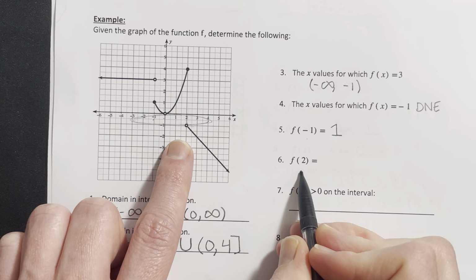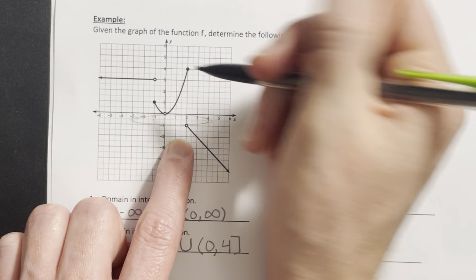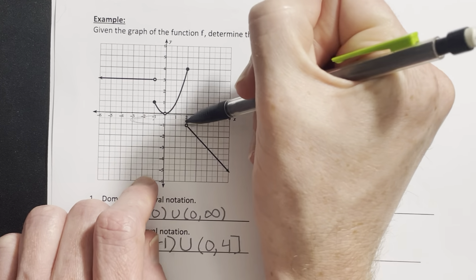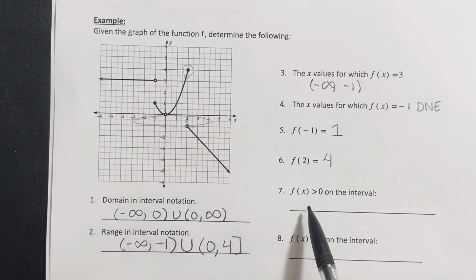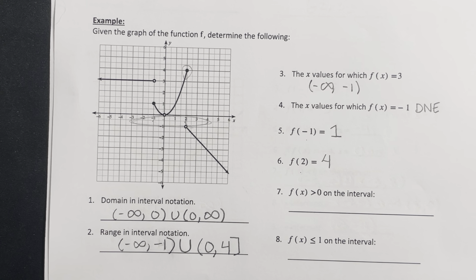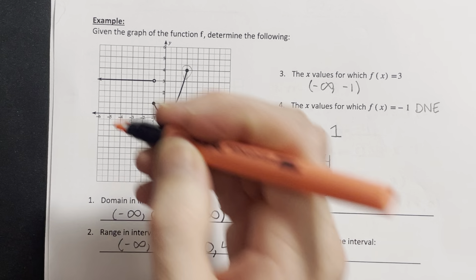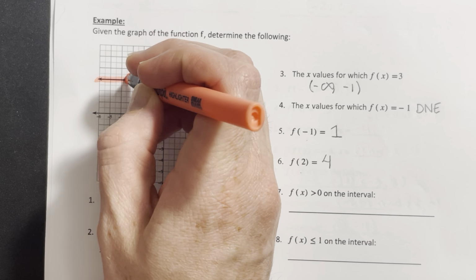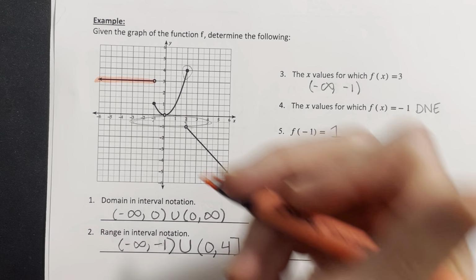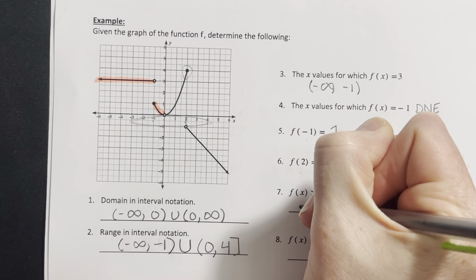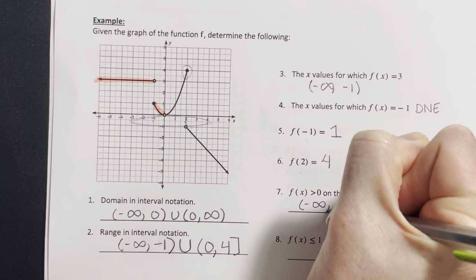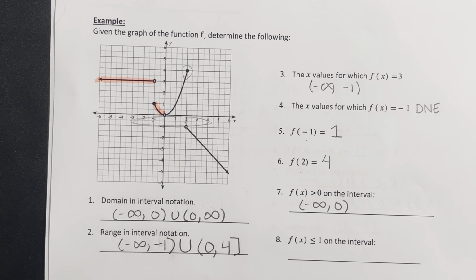The output for when x is 2 would be +4. We're looking at the defined point. The function is greater than 0. So I'm going to describe that whole section. That would be this constant section's all above 0, and then that little section there on the left. So that section would be from -infinity up to 0 with a parenthesis.